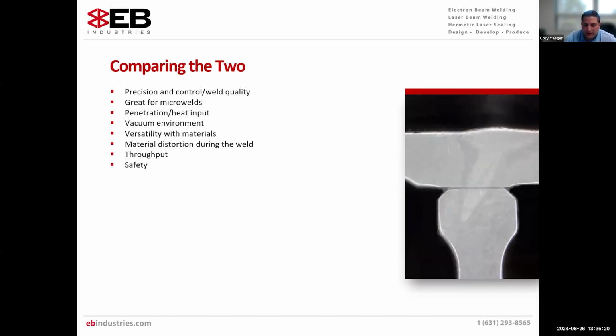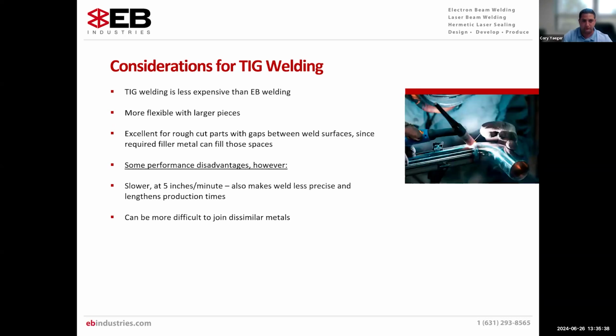Now we're going to compare the two processes. Analyzing differences of the two techniques comes down to a variety of factors: precision and control or weld quality, their ability for micro welding, penetration/heat input, vacuum environment, versatility with materials, material distortion during the weld, throughput, and safety.